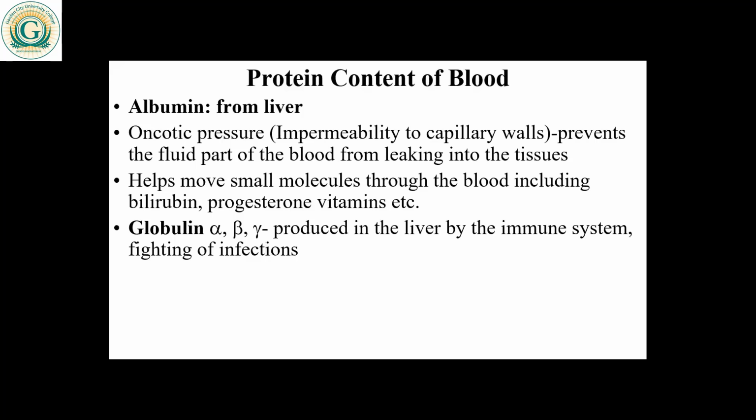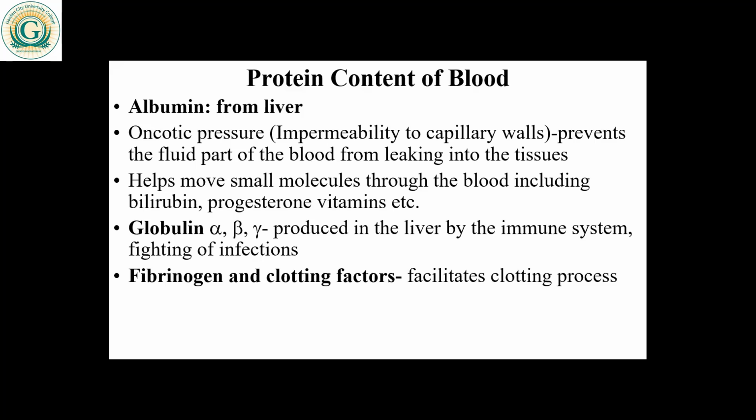Then we look at the protein component of the blood. The main one that we all know of is the albumin. The albumin maintains oncotic pressure in the blood. This pressure prevents the fluid part of the blood from leaking into the tissue. So mainly it makes the capillary wall or the blood vessel wall impermeable to water, such that it will prevent the leakage of the fluid part of the blood into the tissues and then the cells.